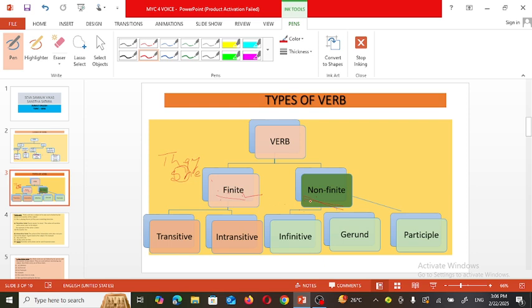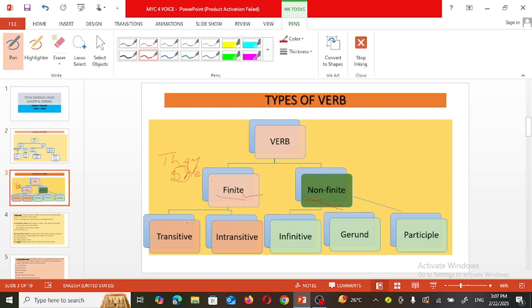In the case of non-finite, such as "I like to read," or "Swimming is good exercise." In such sentences, verbs do not change when there is a change in the number of subjects. So they are called non-finite.